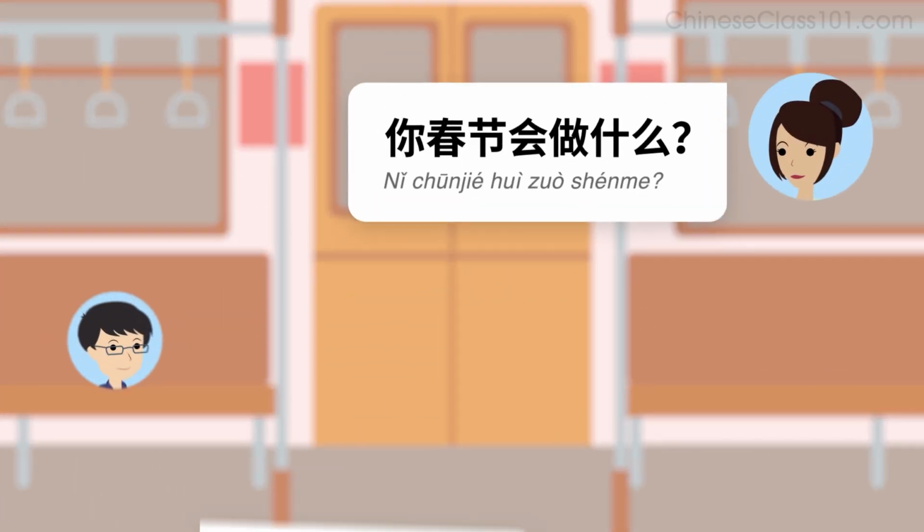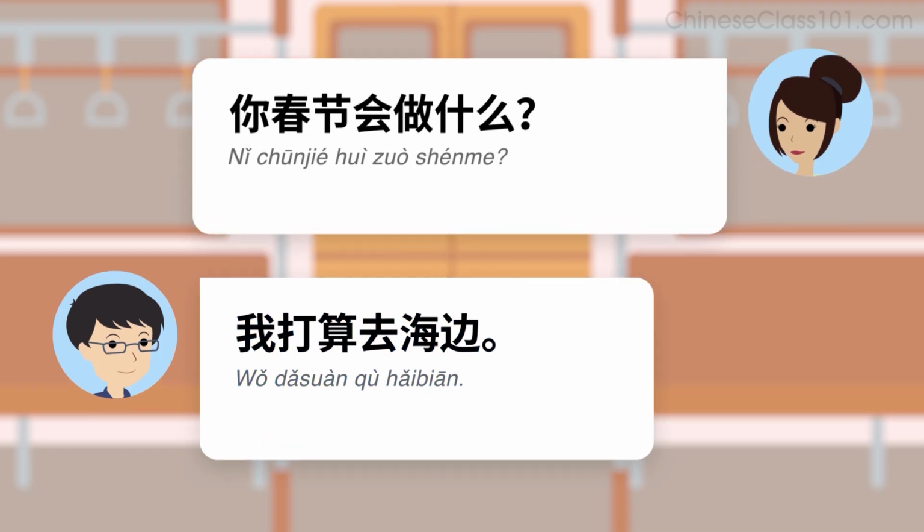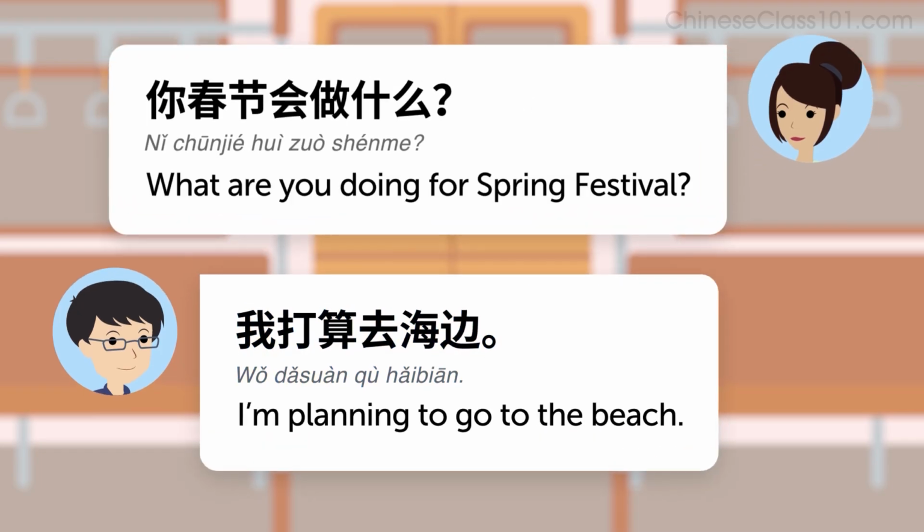Listen to the dialogue. 你春节会做什么？ 我打算去海边。 Once more with the English translation. 你春节会做什么？ What are you doing for Spring Festival? 我打算去海边。 I'm planning to go to the beach.